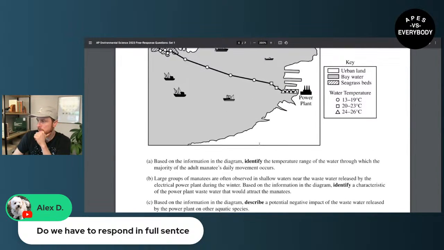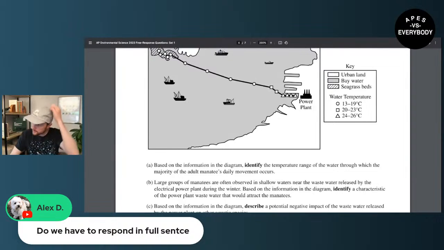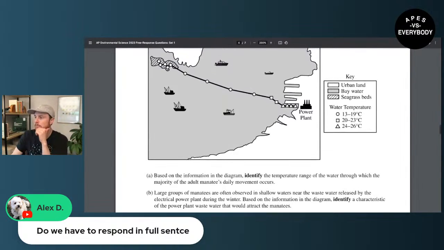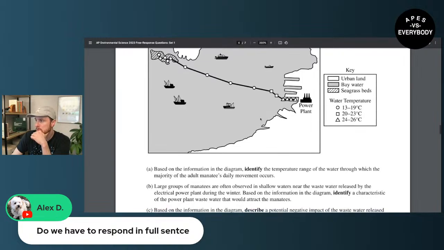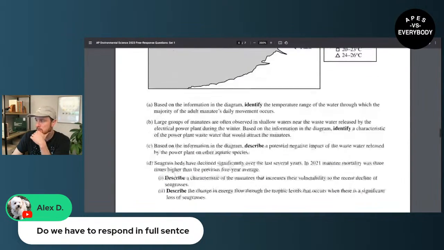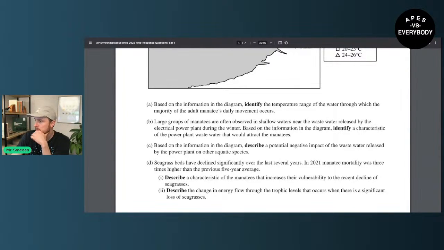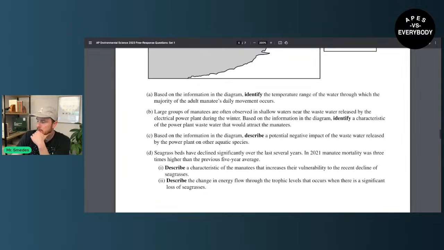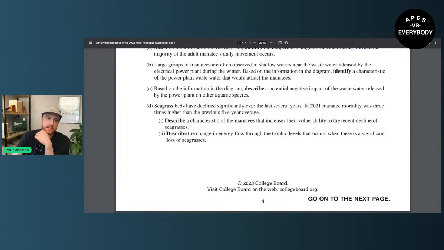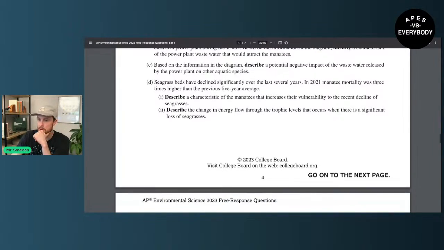Identify the temperature range of the water through which the majority of the adult manatees' daily movement occurs. So they're spending the vast majority in this circle to square range, and that's all you really have to do is give that range, or I should say the circle to circle range. So it's not too difficult of a question if you carefully read the graph. You're going to have a few questions based on the graph, and then you're going to have some general questions that, again, are just straight like APES recall.